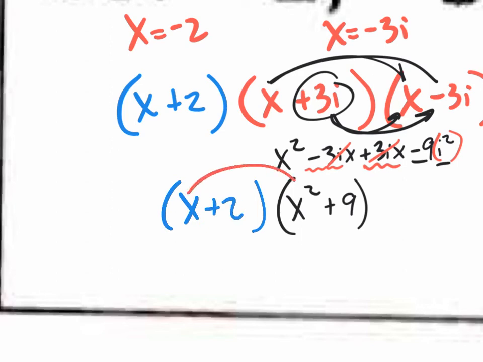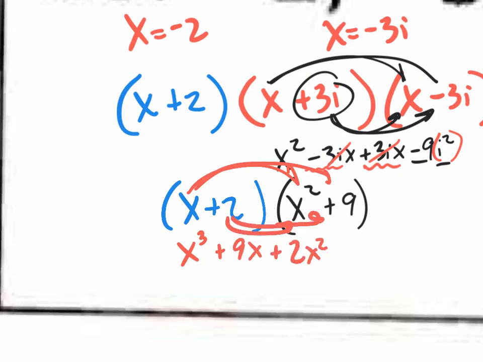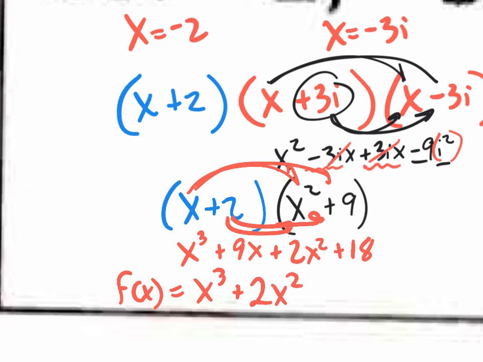Let's distribute x times x squared, x to the third, x times 9, positive 9x, 2 times x squared, positive 2x squared, 2 times 9, 18. The only other thing you could do is rewrite it in standard form, highest exponent down to smallest. So you could put f of x equals x to the third plus 2x squared plus 9x plus 18.